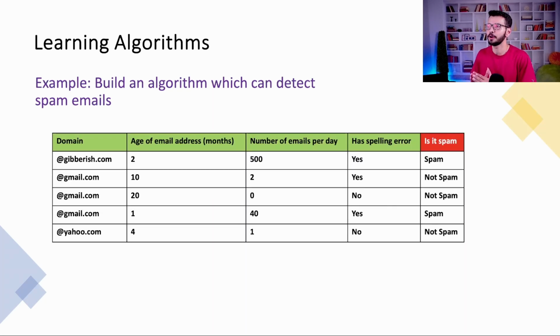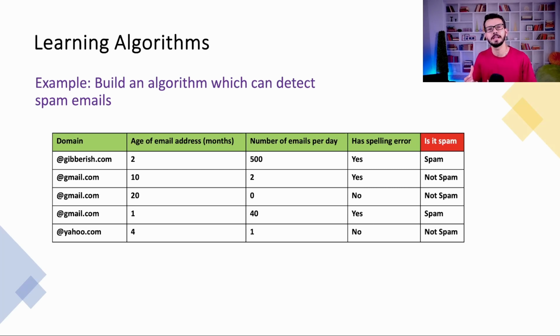So in this data, you have two different sections. You have a green section where you have all of the variables available, which will tell you a little bit more about this email which is coming in. And on the right hand side, you have an indicator which is telling you whether or not this email is a spam. So you have some of the variables like domain name, the age of email address, the number of emails per day which is coming from this particular email address. And then you have another variable which is telling you whether or not this email has any kind of a spelling error. Now at this point in time, let's just assume that learning algorithms are a black box.